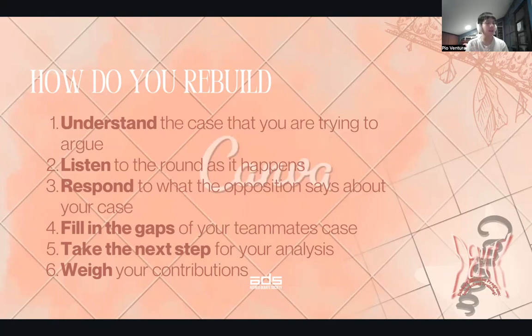Sometimes rebuilding doesn't always have to look like adding 7 new arguments or 5 new extensions. It could look like taking maybe 1 to 2 minutes just to weigh out your contributions and show why they are valuable relative to the rest of the round. So yeah, I think we can go to the next slide.